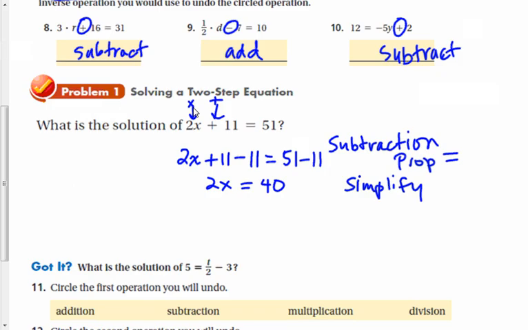And then the way you undo multiplication is by dividing. So I'm going to divide both sides by 2, and I get x equals 20 for my answer. And what I did there, right where I divided by 2, that's the division property of equality. All right, so you go ahead and try that.